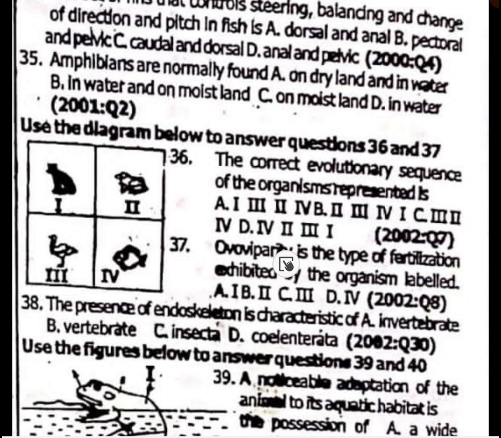Ovoviparity is a type of fertilization exhibited by the organism labeled. Now, I would like us to take down a short note. It is actually ovoviviparity. So I think there's a mistake there. Ovoviviparity, and it's spelled out. Ovoviviparity is possible in certain fishes. Now, take down note. Mode of fertilization or types of fertilization.